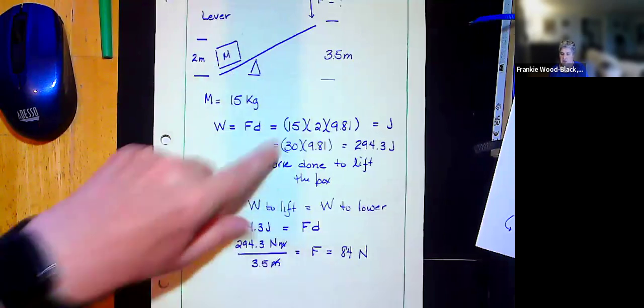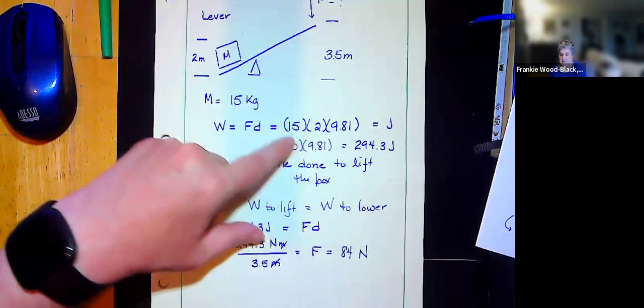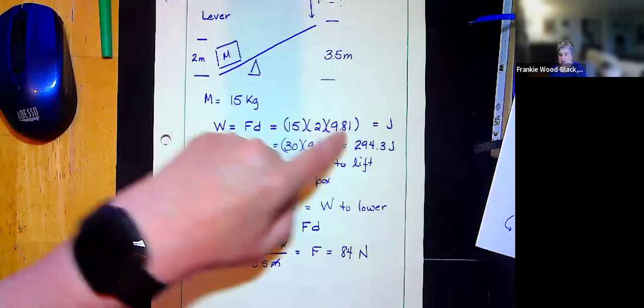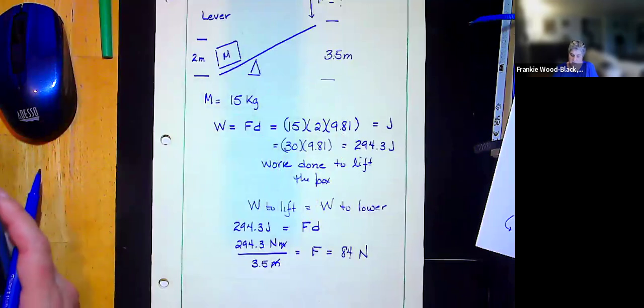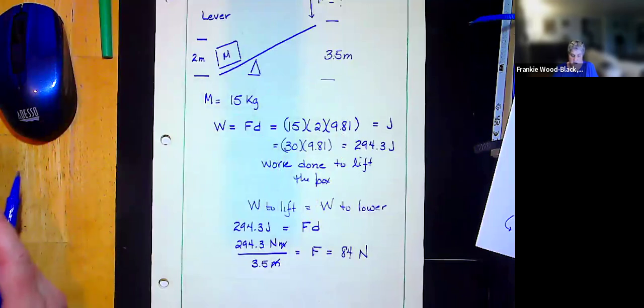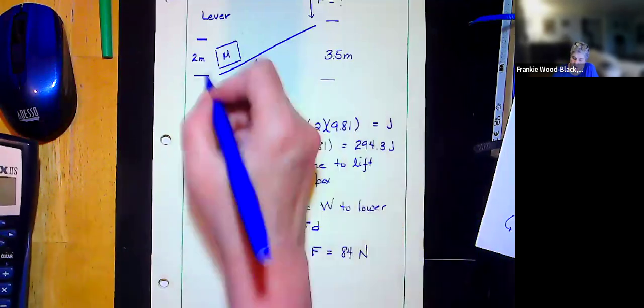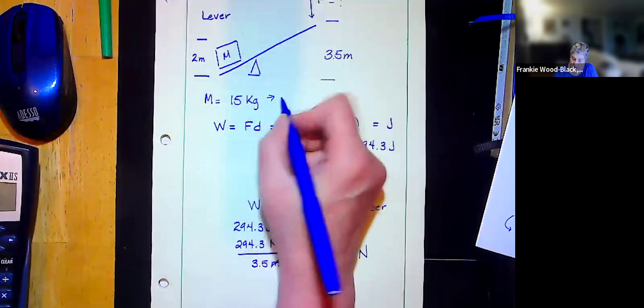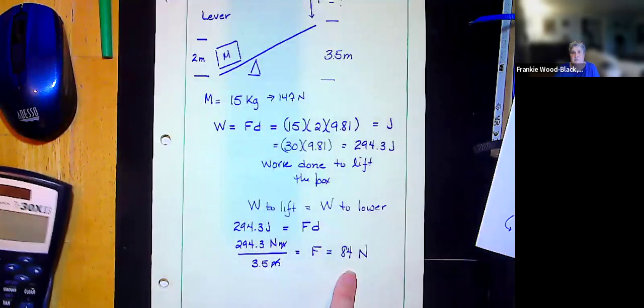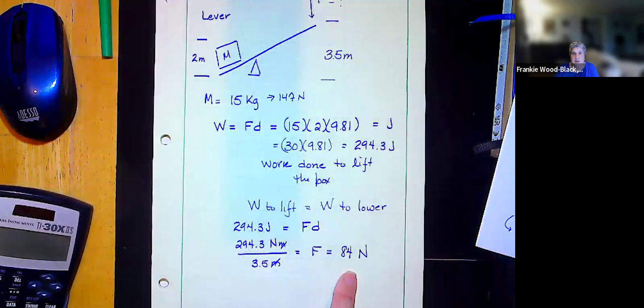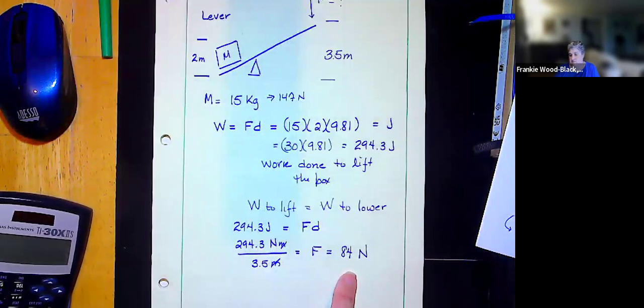All right, I only have to apply. If I'm looking at my newtons here, it's 15 times 9.81. That's 147 newtons. And I only have to apply 84 newtons. Boy, that makes life a lot easier for me. So my lever does that. My ramp does something similar.